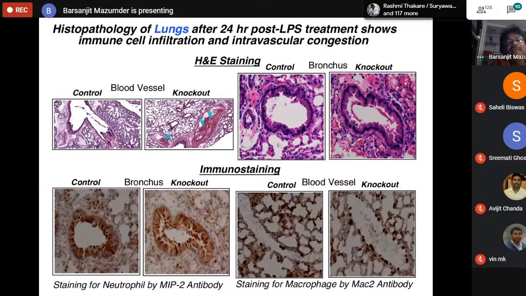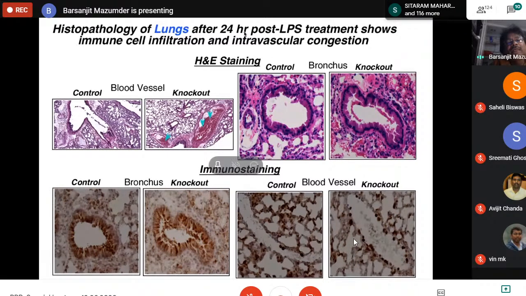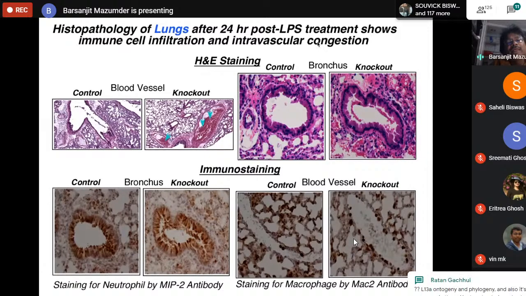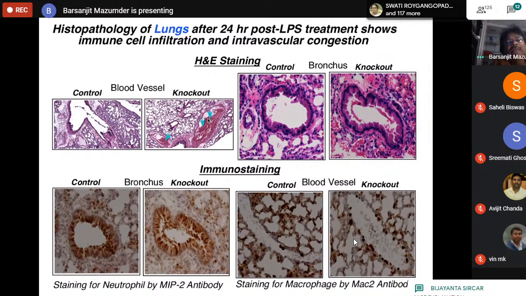That's what happened. And we can see that this is what happens in endotoxemia. We see the same thing in this knockout mouse, happening in a very accelerated fashion. This LPS treatment is actually sublethal. It is not a lethal dose, but even with a sublethal dose, the knockout mouse is dying.